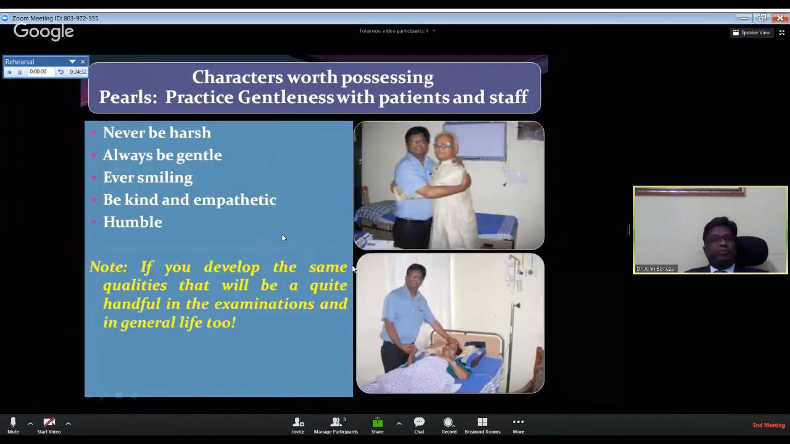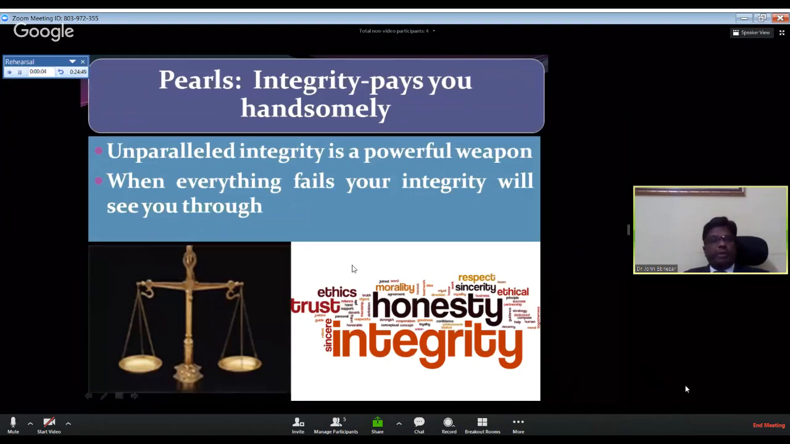And practice gentleness with your patients and staff. Never be harsh with them. Be gentle, smiling, be kind, and be humble. If you develop the same qualities, that will be quite a handful, not only in the examination, but in your life too. Integrity makes you handsome.